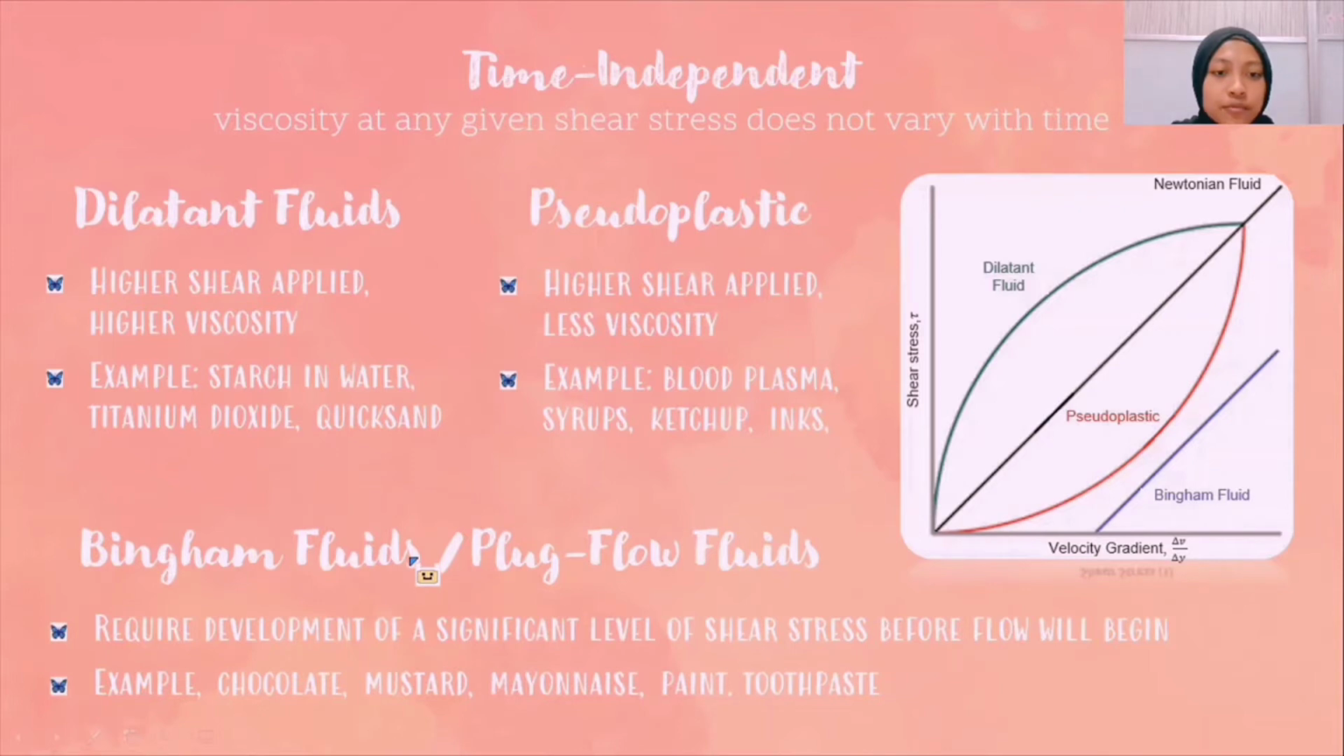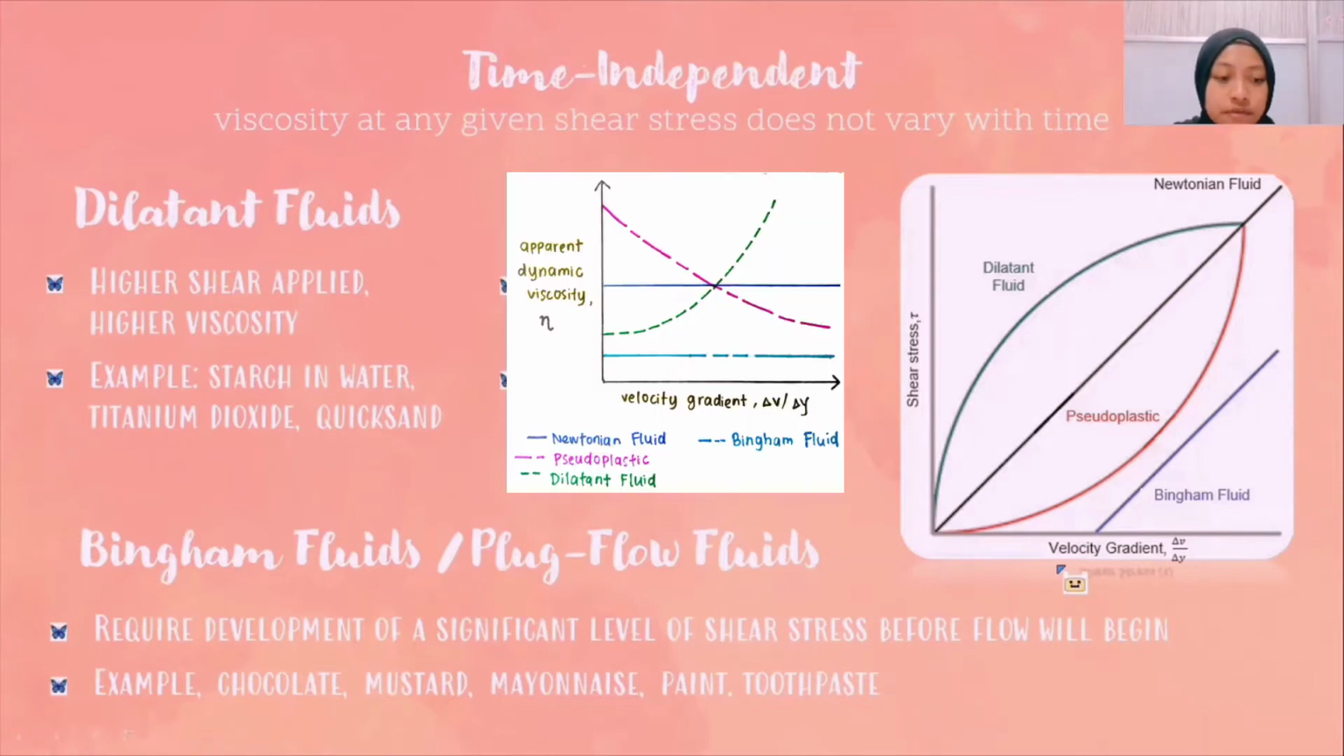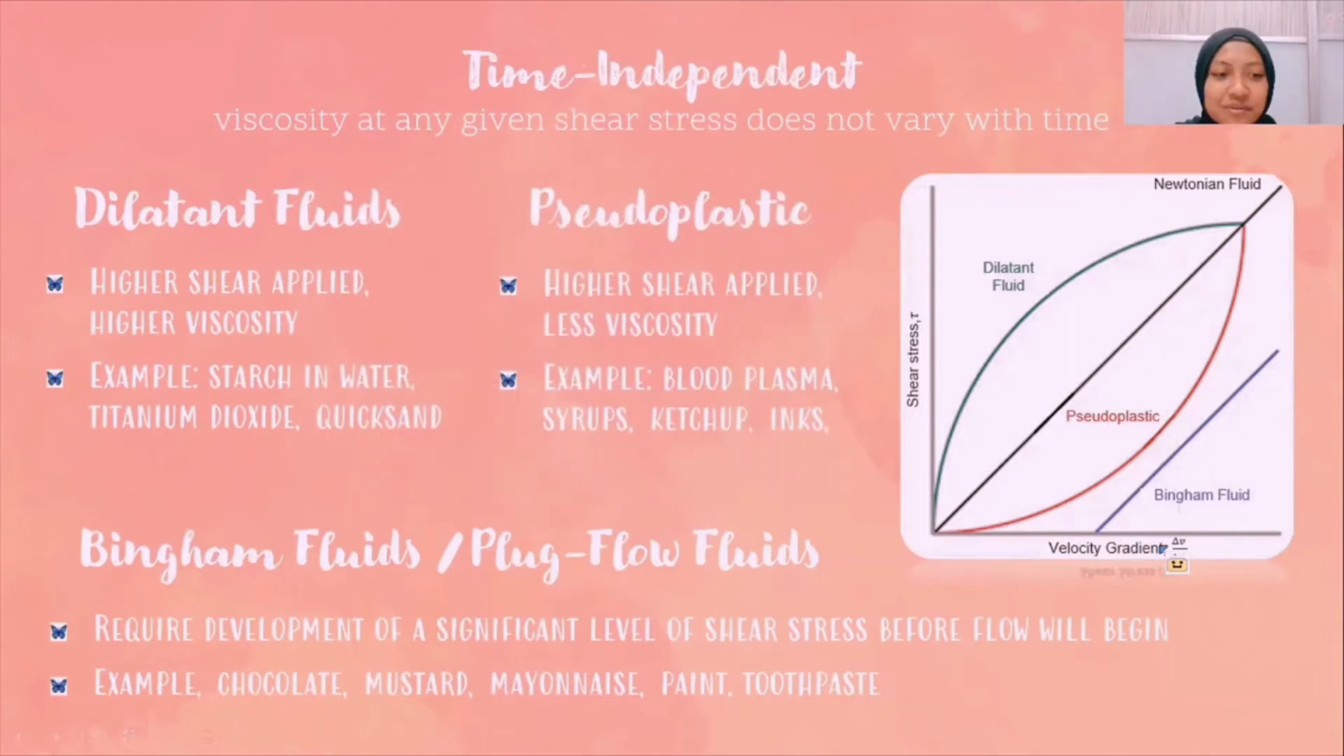Next is Bingham fluids, also known as plug flow fluids. For Bingham fluid, as you can see here, it requires the development of a significant level of shear stress before the flow will begin. Once the flow starts, there is a linear slope indicating constant viscosity. Examples for Bingham fluids are chocolate, mustard, mayonnaise, paint, and toothpaste.